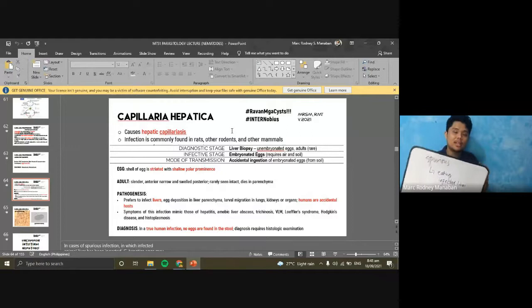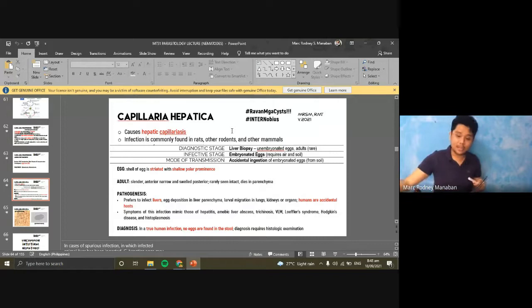All right? But if true human infection siya, meaning, ang humans nakuha niya sa soil, di ba? Kaya accidental ingestion man eh, then, the eggs will not be seen in the stool, but it will be seen in the liver. Because again, Capillaria hepatica, nasa pangalan na, it prefers to infect your livers. Okay. All right. So, that's for Capillaria hepatica.